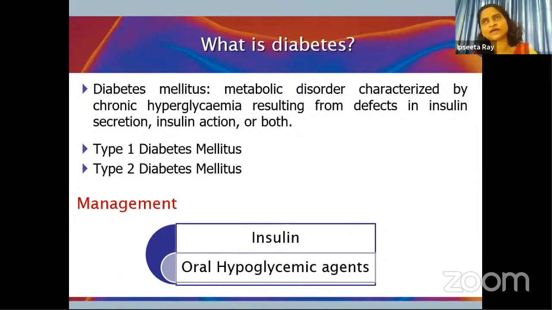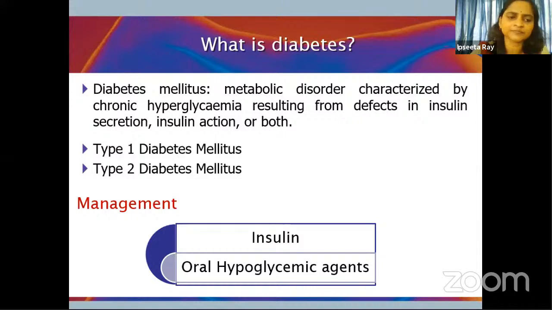Whereas type 2 has a genetic predisposition, mainly seen in adults, and here the cause is partial destruction of the pancreatic beta cells. Along with that, there is insulin resistance. Although insulin is produced, it is not able to act. These are the main causes in type 2. Generally these individuals are obese. These are the common types of diabetes which we encounter clinically. Then you also have gestational diabetes, which is seen in case of pregnancy.